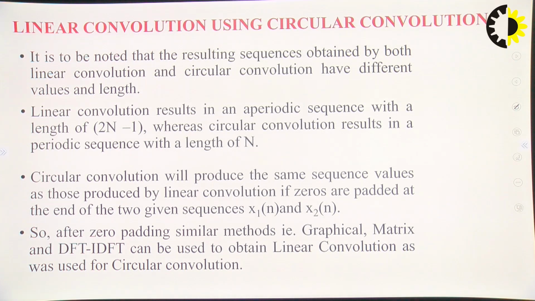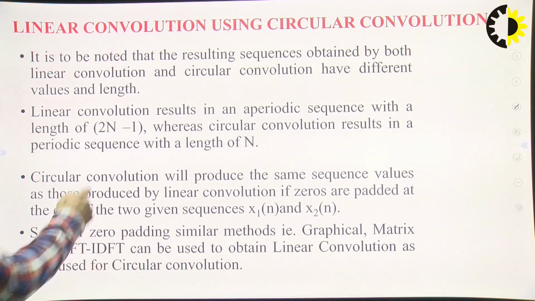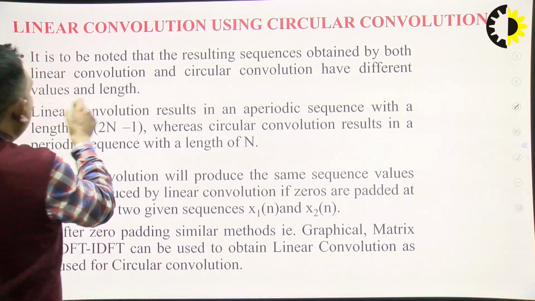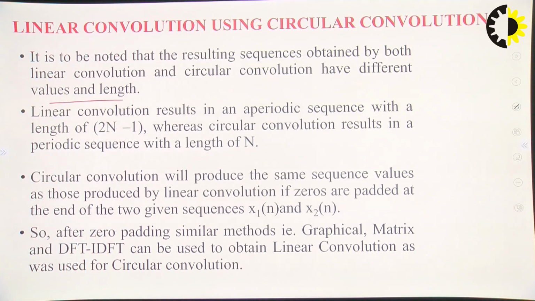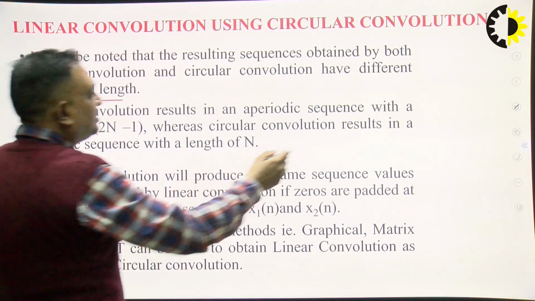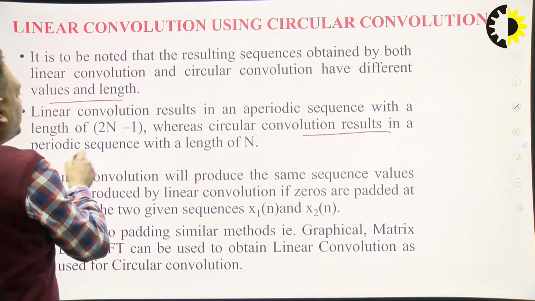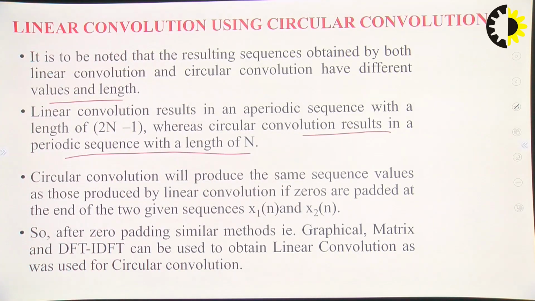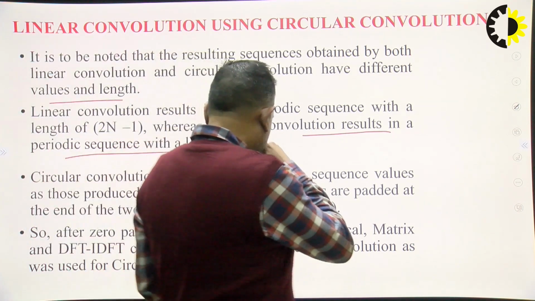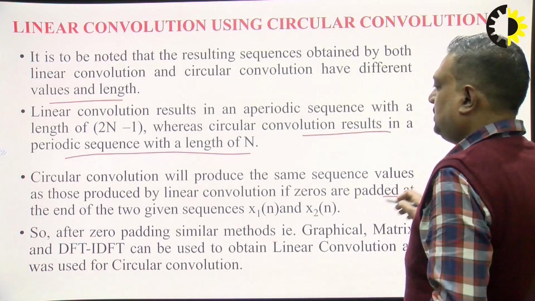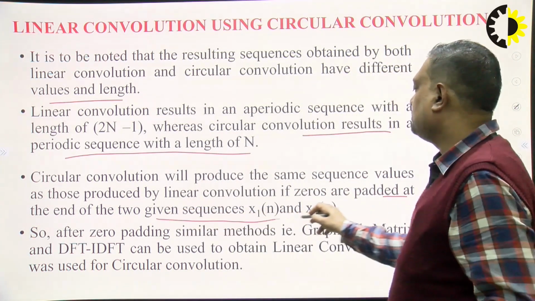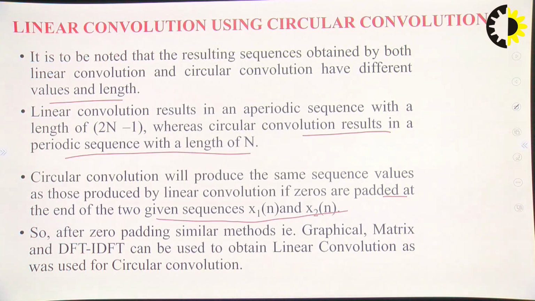Okay. So it is to be noted that the resulting sequences obtained by linear convolution and circular convolution have different values and lengths. Linear convolution results in an aperiodic sequence with a length of 2n minus 1, whereas circular convolution results in a periodic sequence with a length of n. So circular convolution will produce the same sequence values as those produced by linear convolution if zeros are padded at the end of the two given sequences x1(n) and x2(n). After zero padding, similar methods, that is graphical, matrix, DFT-IDFT, can be used to obtain linear convolution as was used for circular convolution.